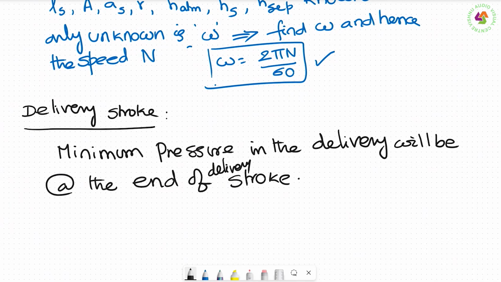Right? If you take at the beginning of delivery stroke, HD plus HAD. At the middle, HD plus HFD. HFD will be always very, very less. Whereas at the end, you take it HD minus HAD. So what is the pressure head?